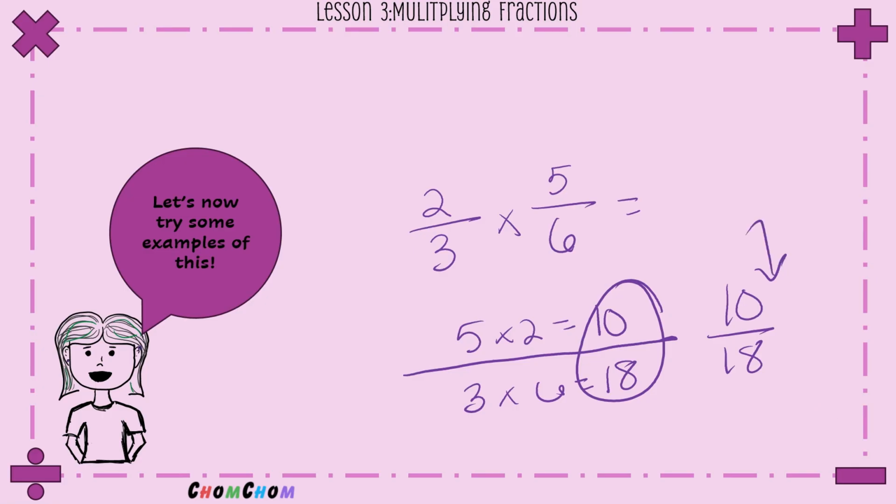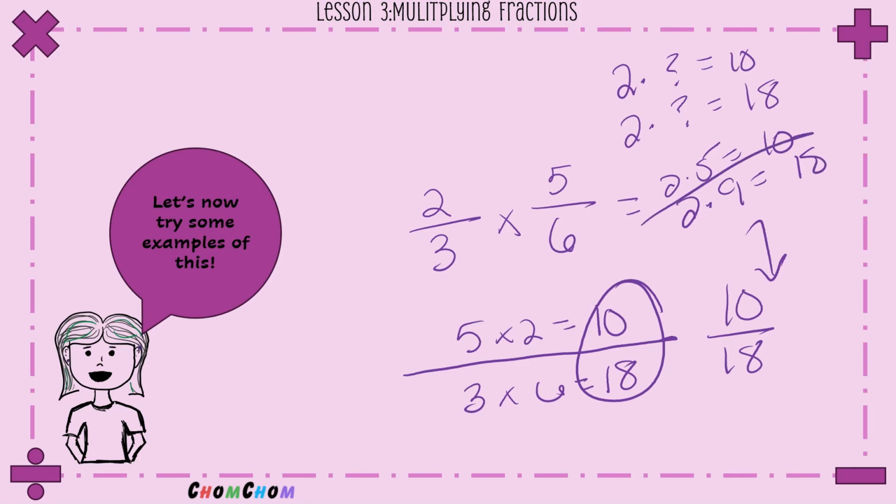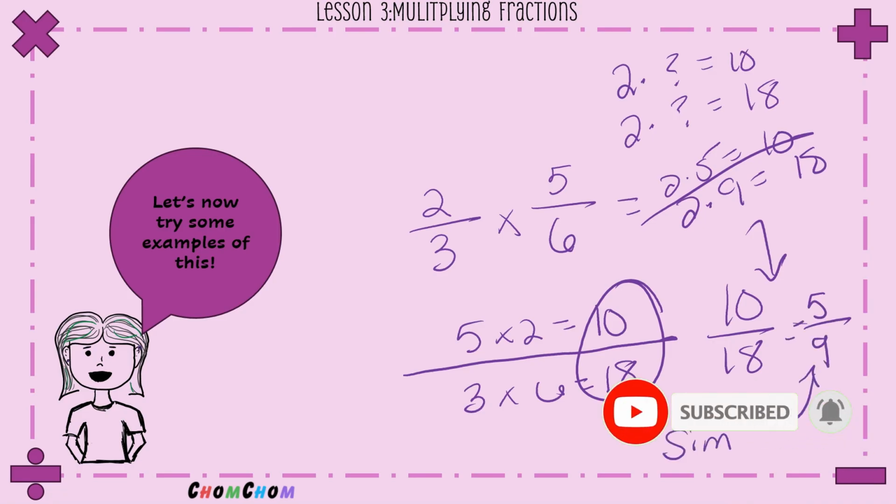What's something we can take out of both 10 and 18? That's right, we can say 2 times something equals 10, and 2 times something equals 18. 2 times 5 equals 10, and 2 times 9 equals 18. So what we really have is 5 over 9. The simplest form is 5 over 9.